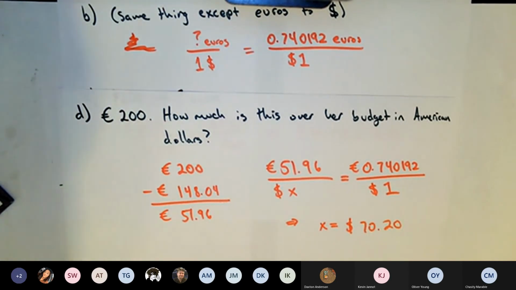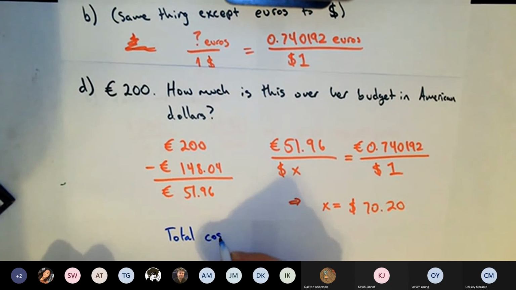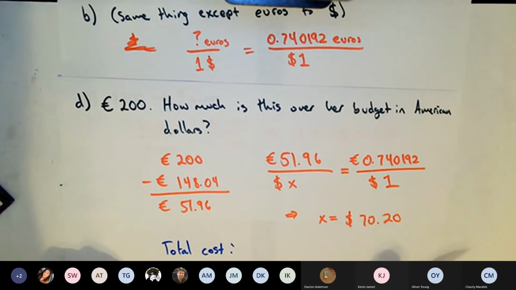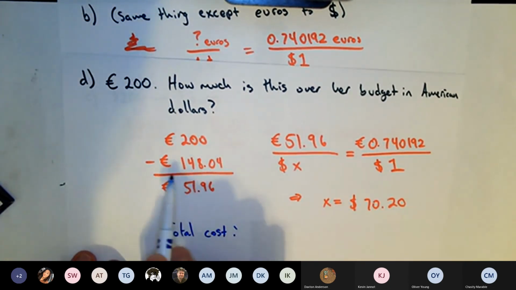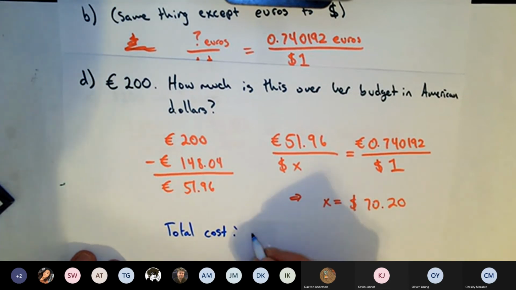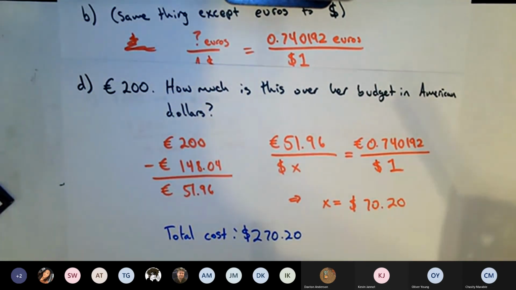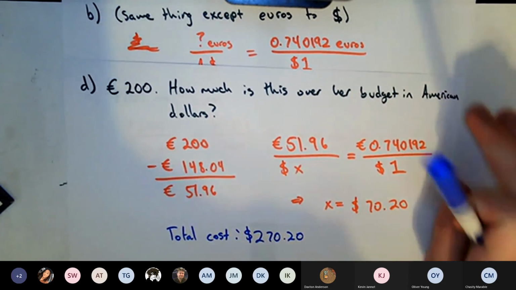The total cost of the bag, which is what the problem wants, is going to be the 200 American dollars that she brought, plus, because that's the 148 here, plus the extra $70. So it's going to be $270.20. But really, in the real world, what she's going to want to know is how much is it over her budget? $70.20 is the answer there.